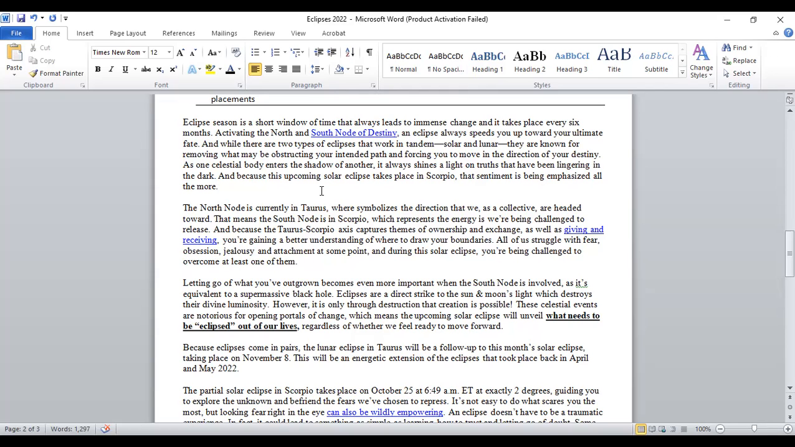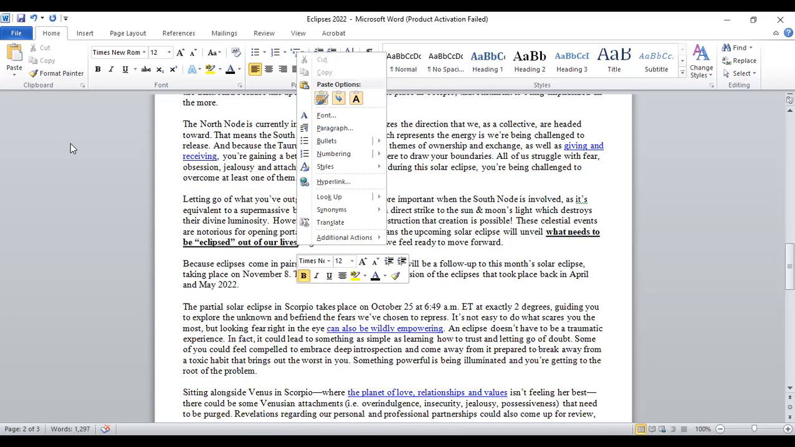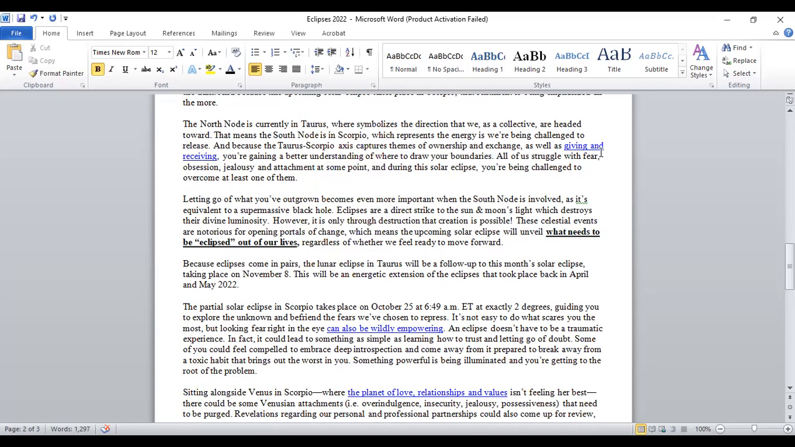And because this upcoming solar eclipse takes place in Scorpio, the sentiment is being emphasized all the more. The North Node is currently in Taurus, which symbolizes the direction that we as a collective are headed toward. That means the South Node is in Scorpio, which represents the energy that we're being challenged to release. And because the Taurus-Scorpio axis captures themes of ownership and exchange, as well as giving and receiving, you're gaining a better understanding of where to draw your boundaries. All of us struggle with fears, obsession, jealousy, and attachment at some point, and during this solar eclipse, you're being challenged to overcome at least one of them.